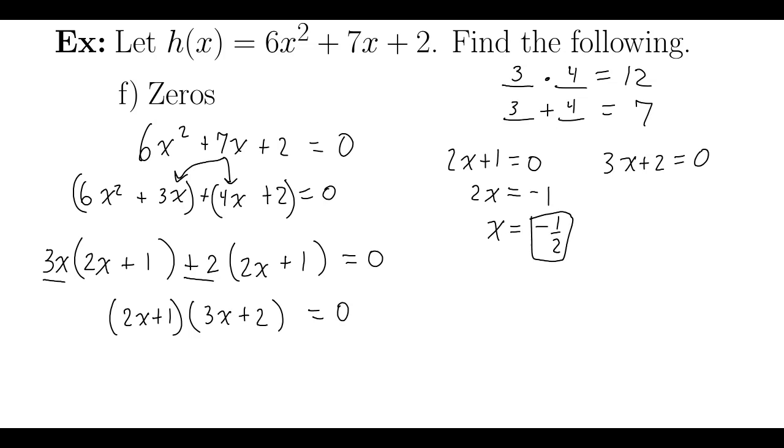Let's do the same thing with 3x plus 2. Subtract 2 from both sides. 0 minus 2 is negative 2. Divide both sides by 3. I get negative 2/3. All right, so there we go. That was a little bit more complicated, but we were able to find the zeros by factoring the quadratic and then setting each individual part equal to 0.